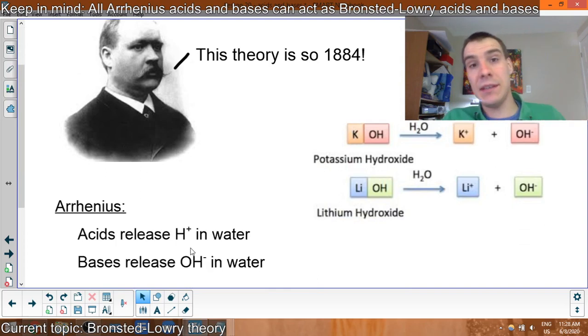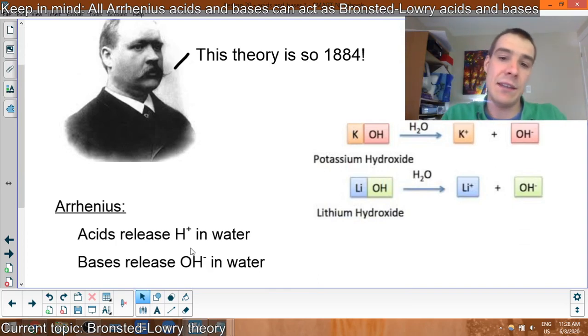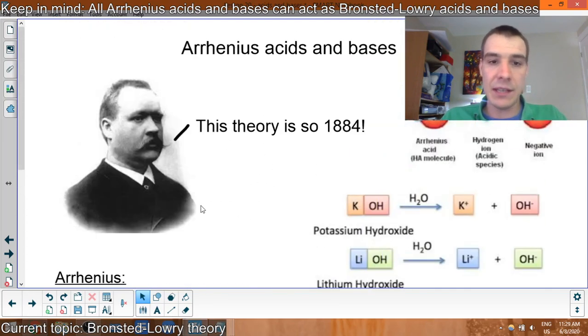This was revolutionary at the time because they had just started decomposing things into individual ions, and they were playing with electricity and stuff like that. So it was a big deal for Arrhenius. Arrhenius had a lot of cool, revolutionary ideas. He was in the right place at the right time to put forward a lot of fundamental chemistry.